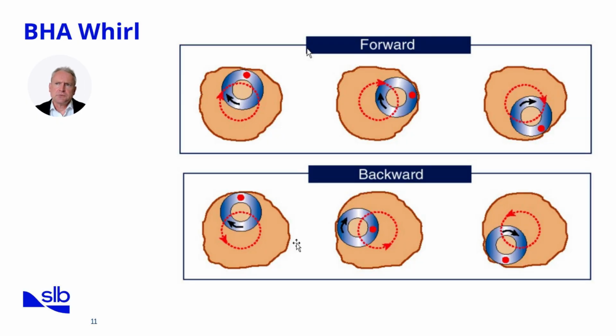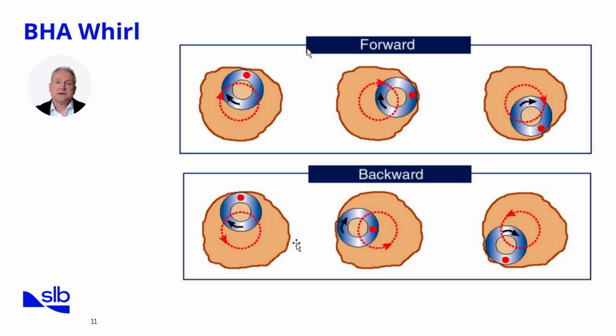Now let's turn to BHA whirl, which is one of the most destructive vibration mechanisms encountered in drilling. Whirl occurs when the bottom hole assembly rotates eccentrically inside the well bore instead of smoothly on center. This results in the BHA striking the borehole wall repeatedly as it spins. Two types exist, forward whirl and backward whirl. Forward whirl progresses in the same direction as pipe rotation, while backward whirl progresses in the opposite direction.